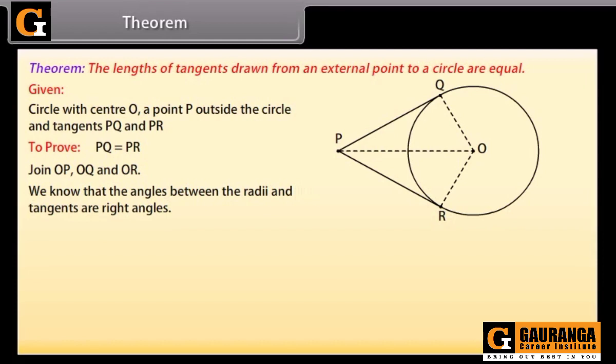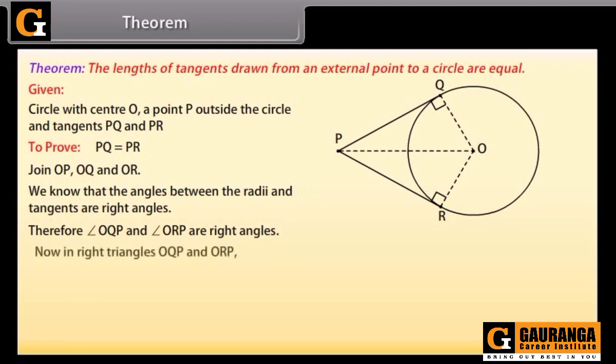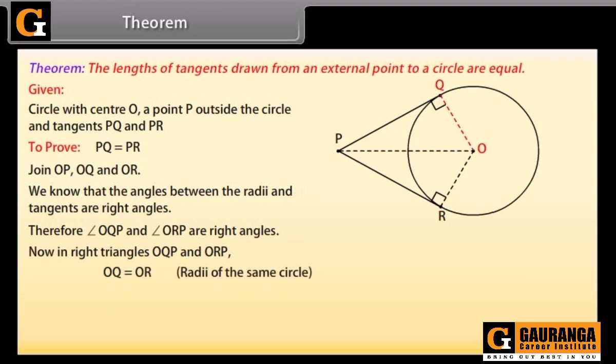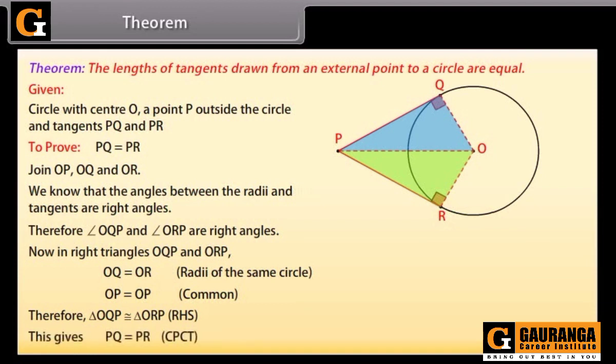Now we know that the angles between the radii and tangents are right angles. Therefore, angle OQP and angle ORP are right angles. Now in right triangles OQP and ORP, OQ is equal to OR because these are the radii of the same circle. OP is equal to OP, common. Therefore, by RHS congruence rule, triangle OQP is congruent to triangle ORP. This gives PQ is equal to PR because congruent parts of congruent triangles are always congruent.